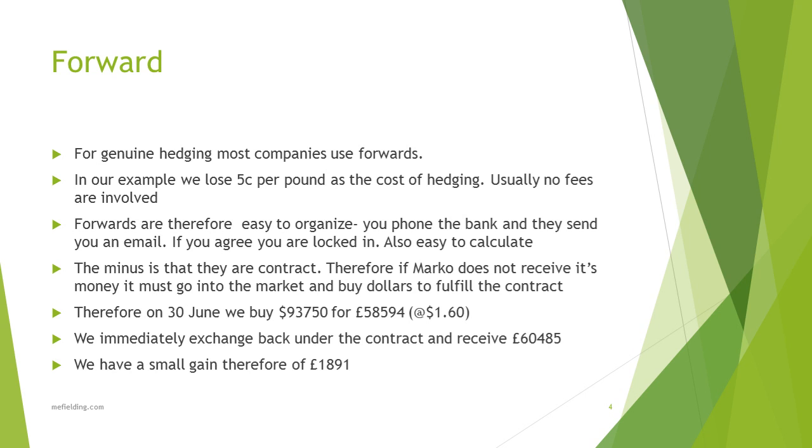Right, please make sure you understand those first 4 points. In the bottom 3 points of the slide, what we're saying is what happens if the customer doesn't pay us. If the customer does not pay us, we have to go into the market and we have to buy $93,750. So therefore it says, on the 30th of June we buy $93,750.